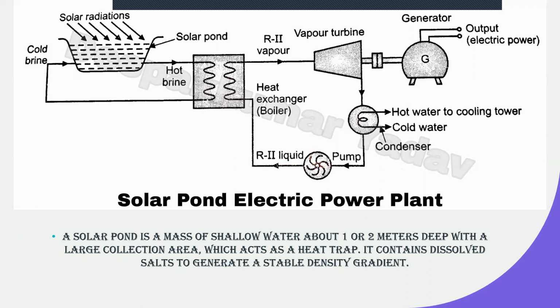After that, here you can see the solar radiation falling on the solar pond will be sent to the heat exchanger, and through that it passes through the turbine which is attached to the generator. Once the turbine shaft rotates, the generator rotates and gives out electric power.